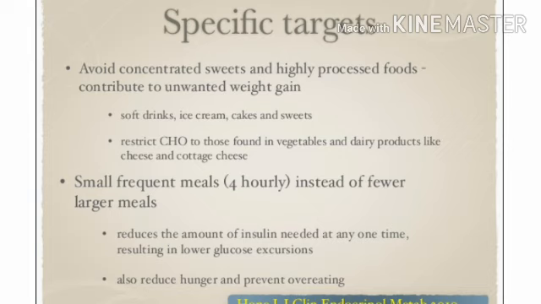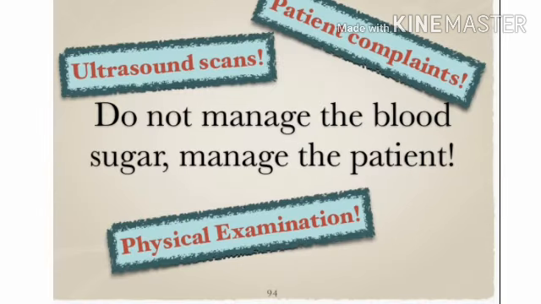High fiber and low glycemic index food are recommended. Food rich in antioxidants plays a role in reducing the incidence of fetal anomalies. And one of the main parts of management of gestational diabetes mellitus is to rule out the congenital abnormalities of the fetus. We have to do the ultrasound scan to detect the congenital abnormality at the earliest. So the aim of management of gestational diabetes mellitus is not simply to reduce the blood sugar level, but we have to manage the patient.